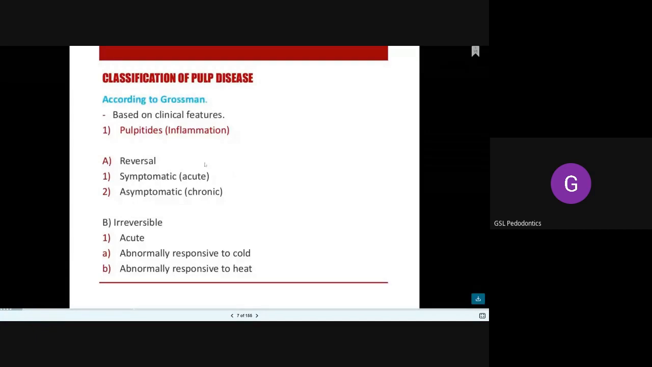The second one is asymptomatic pulpitis, which is chronic, like it stays in the body for a longer period of time, but it doesn't exhibit any symptoms. Next is irreversible pulpitis, that is irreversible damage to the pulp. Again, you have acute and chronic. In acute, which is of shorter duration, the pain comes only if the tooth is exposed to cold, and likewise only if the tooth is exposed to heat. So under acute, you have abnormally responsive to cold and abnormally responsive to heat.